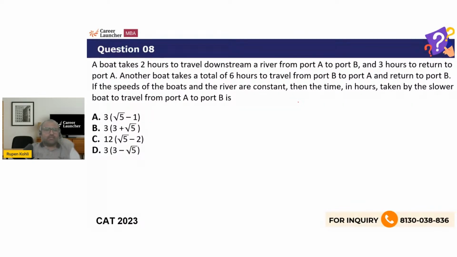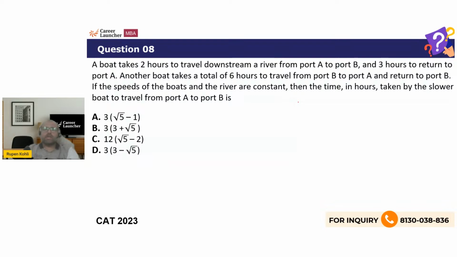Okay, question 23. There are a lot of square roots in the options, let's see how to do it. The question looks like a boards question. Let's read the question carefully. A boat takes 2 hours to travel downstream a river from port A to port B. So A to B is where the river is flowing, it's downstream. A boat takes 2 hours downstream and 3 hours to return to port A.